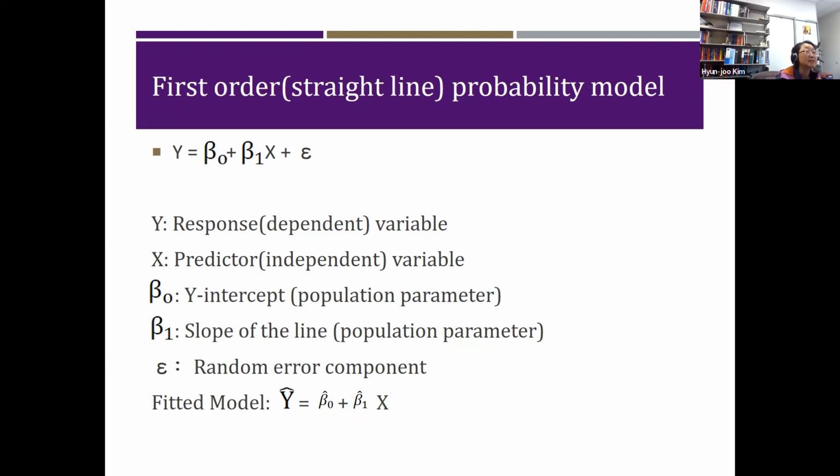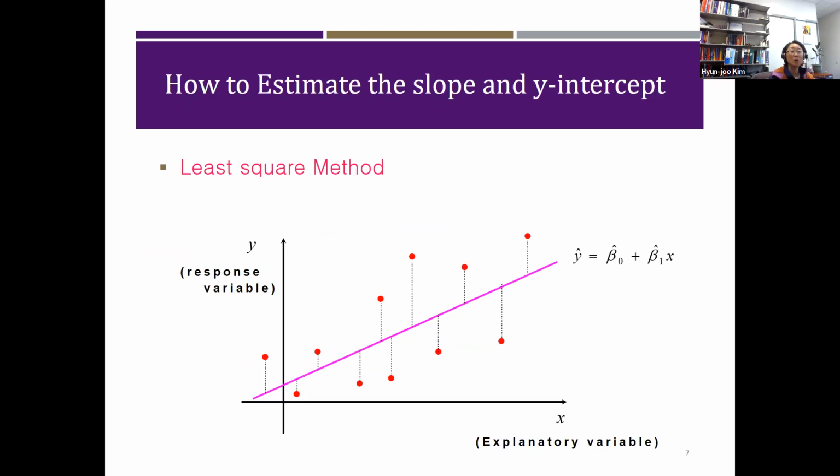Okay, so that's our model. Once more, you can see that data set one more time. Here's X, here's Y, the explanatory variable and the response variable. Here's our fitted line: y hat is equal to beta naught hat plus beta 1 hat X. So the question is how to estimate the slope and y-intercept. How can we come up with this beta naught hat and beta 1 hat?